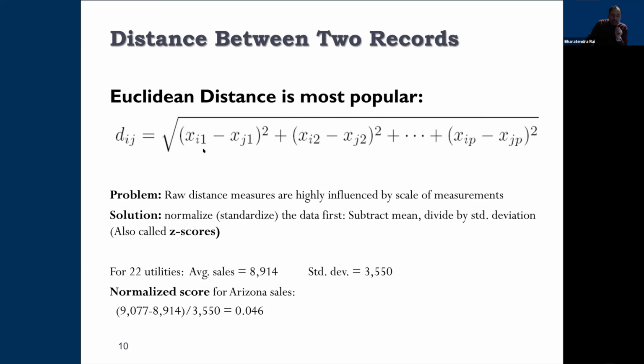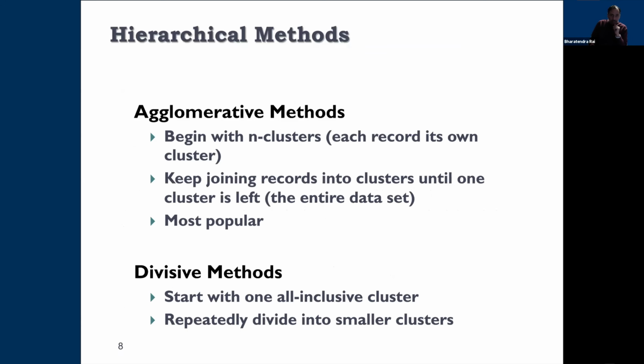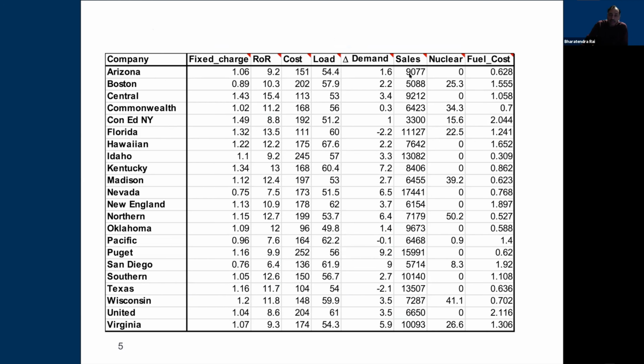But one problem is there. What happens is when you try to measure distance between 2 points and square it, raw distance measures get influenced by the scale of measurement. So let me give you one example. This sales, I think, is in millions of dollars. Arizona has 9,000 or $9.077 million sales, whereas Boston has 5.088 million. Now, the way they are written, if you take a difference and square, the difference is going to be very big. So roughly square of 4,000 and you have a huge number.